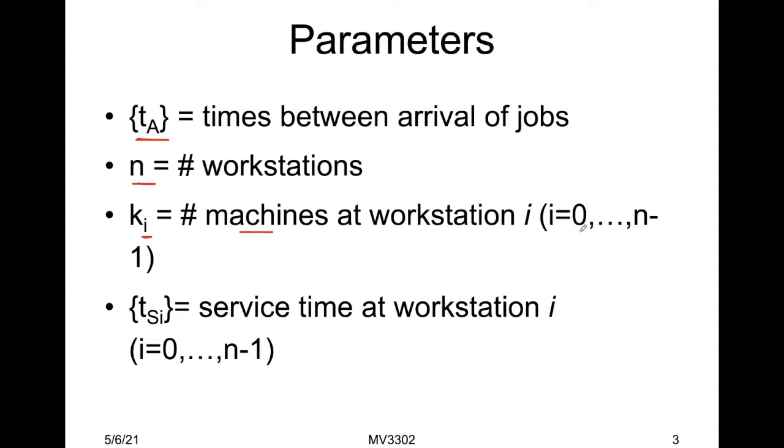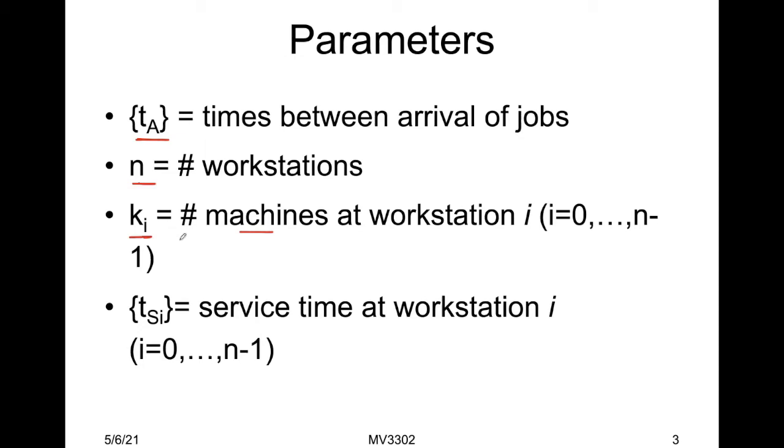Okay, because Java, like almost all modern computer languages, uses this silly zero-based indexing, we're going to call the first workstation 0 and the second 1, etc., up to n-1. Okay, so this is how many machines at each workstation.